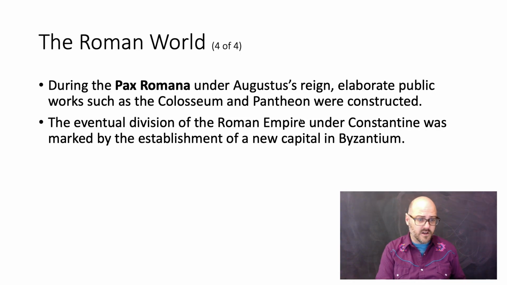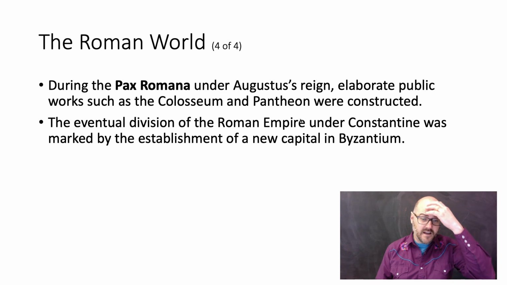So the Roman world, under Augustus's reign, that was the first emperor, we have something called the Pax Romana, which means Roman peace. And a lot of works during this time period, like the Colosseum and the Pantheon, were constructed, not to be confused with the Parthenon. And then later, the fall of the Roman Empire happens when they start to get overtaken by Goths in the north, right? And some Turks and just all these different warring factions.